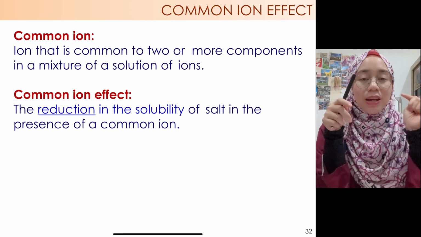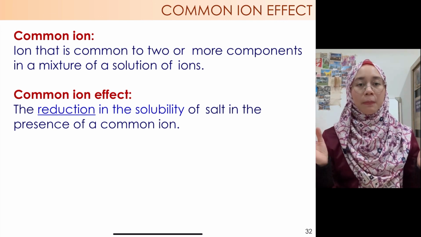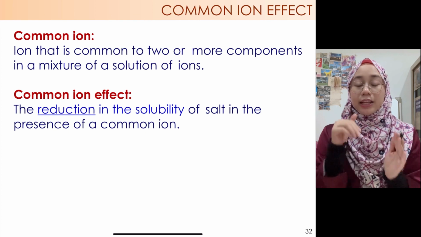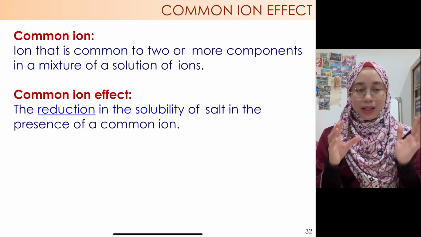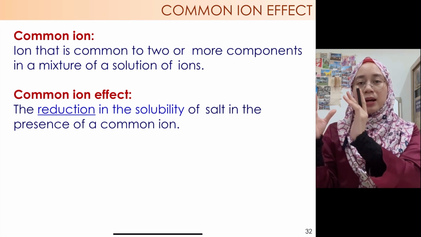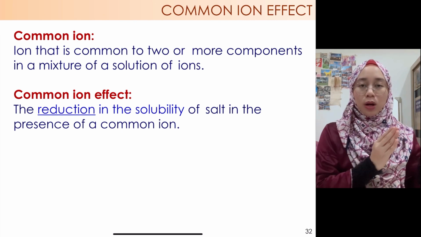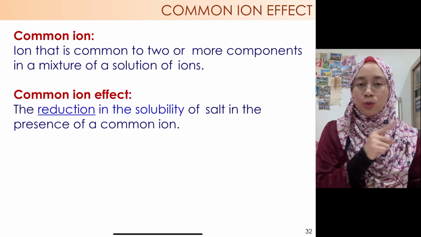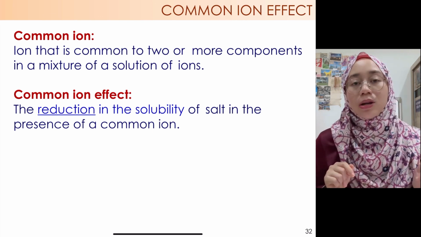Okay, tapi untuk common ion effect ni adalah bila kita mixkan dua benda together, nanti kita akan tengok contoh lah. Bila kita mixkan dua benda together, compound yang pertama ada ion A, compound yang kedua pun ada ion A juga. So itu yang dikatakan sebagai common ion effect.